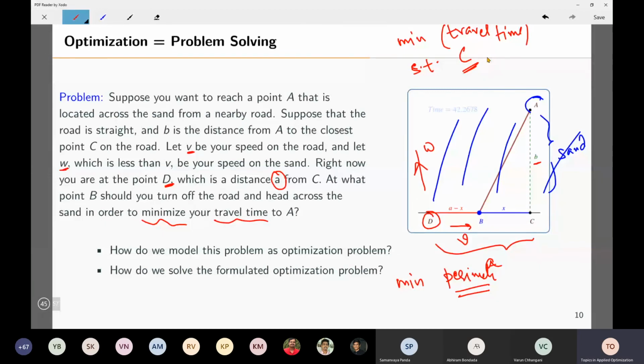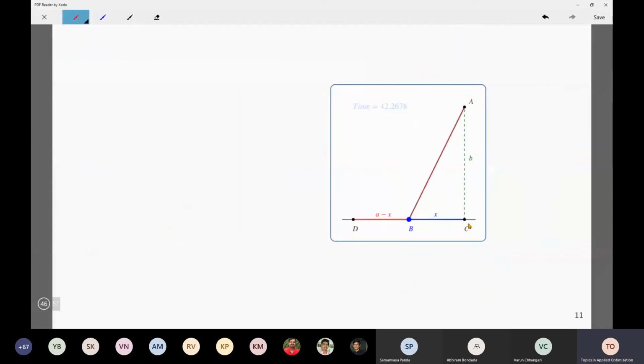So we know it's a travel time, but how do we write the objective function? That's the part we are interested in. So let us go to this slide and try to solve this problem.